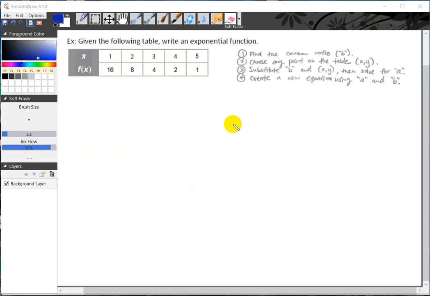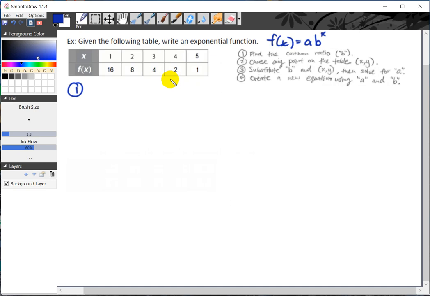Alright, so let's look at another example. Again, our general formula is going to be f of x equals a times b raised to the power of x. First, we want to find a common ratio. So you're looking for a pattern between the y values.